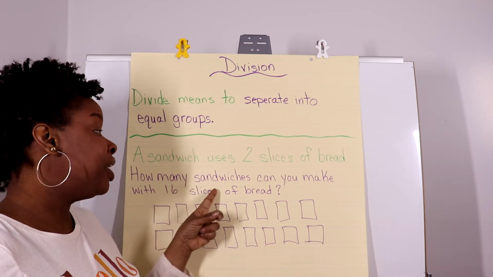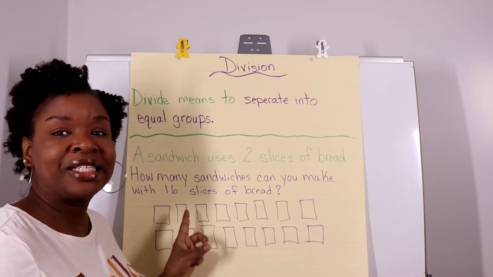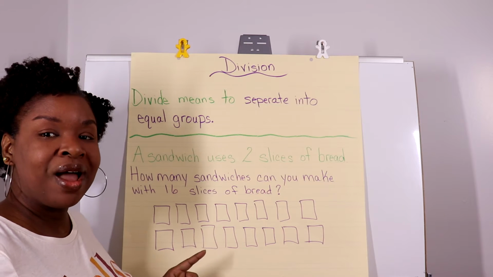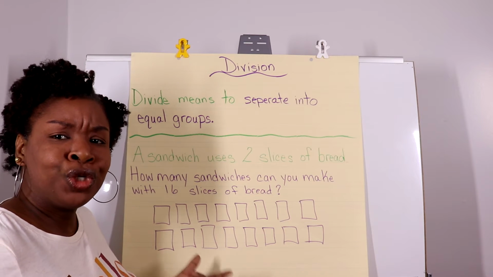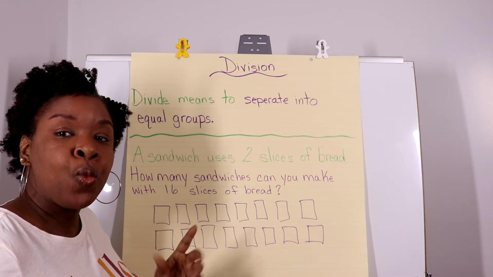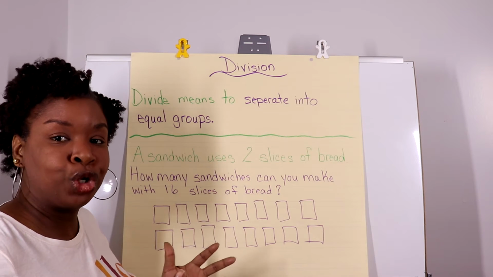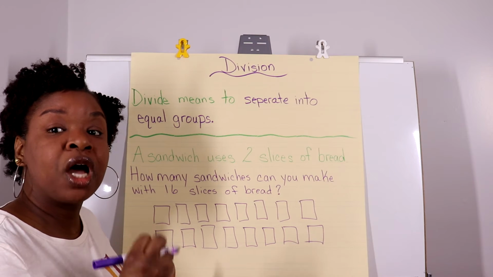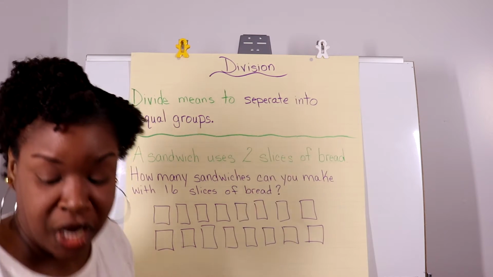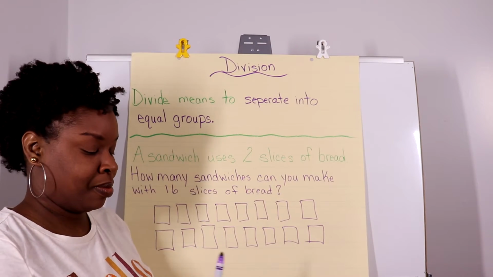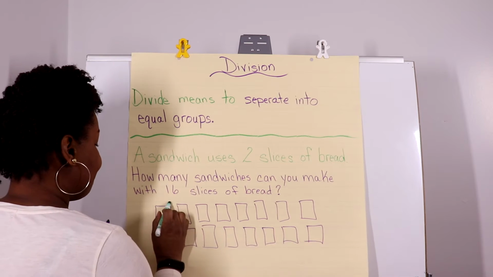Question: how many sandwiches can you make with 16 slices? So now we have to go back to what we already know. How many slices of bread do you use to make a sandwich? 2. And remember, with division, you work with equal groups. So we're going to go through and circle our groups of 2. I'm going to use a different color just so you all can see it. I'm going to use green.